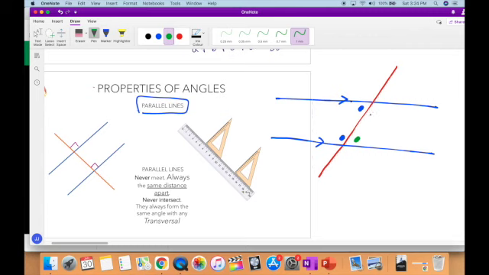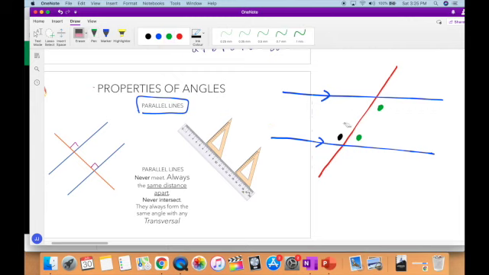So we have these two here being interior as well. We talked about corresponding angles and what they look like if they're on the same side of the X. We talk about interior angles being if they're on the inside of the parallel lines. So these two are interior angles. These two here are interior angles, right?